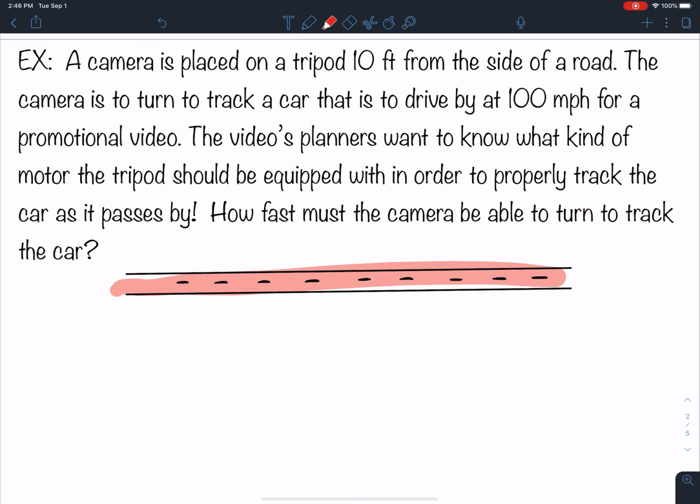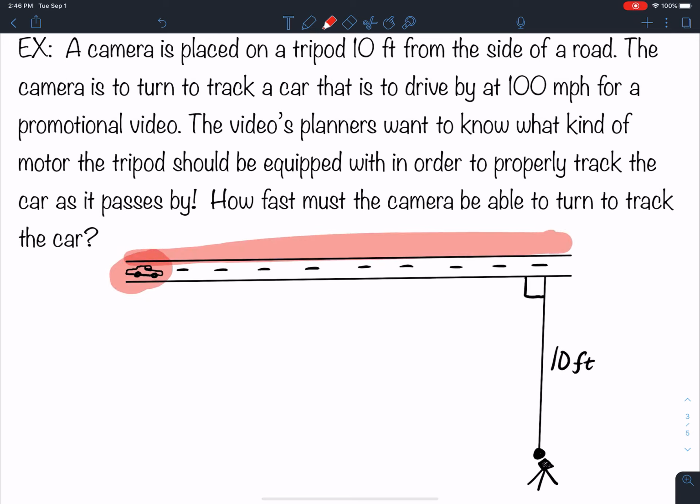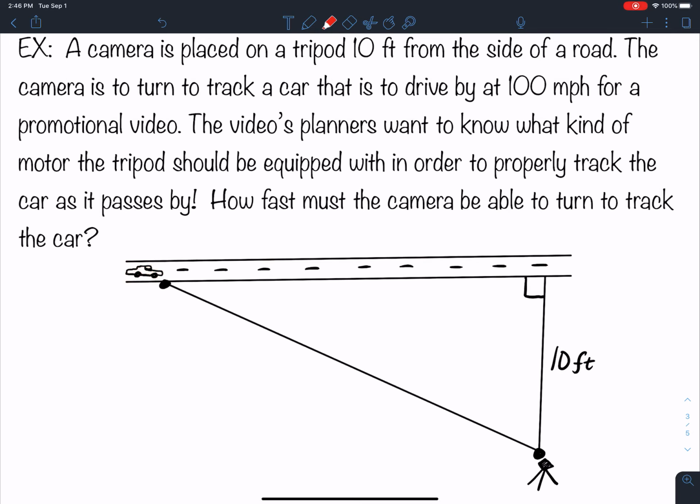So we've got a highway here, and then we're going to set up a camera along the side of the road, and the camera is going to be 10 feet away from the road. Okay. We've also got a car, and it's traveling this way. And so what we want to know is how fast the camera has to be in order to track the car as it's moving. Okay, so the camera is 10 feet away from the road.